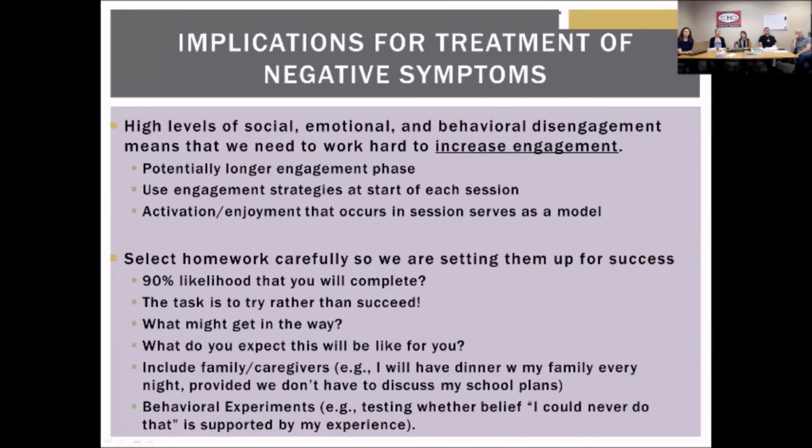And then anytime we're thinking about homework, one of the benefits of the group workbook that we use is that it has suggestions for home practice embedded in each of the sessions. But for our folks with negative symptoms, we want to be thinking about whether this worksheet is heavy and therefore less likely to be completed by somebody with negative symptoms. How can I tweak this so that they're more likely to apply this to their life?